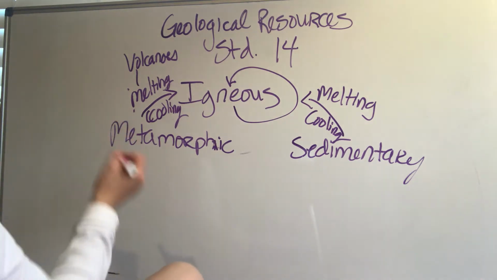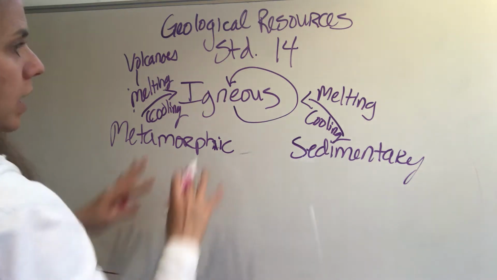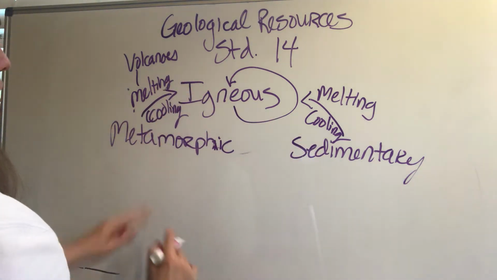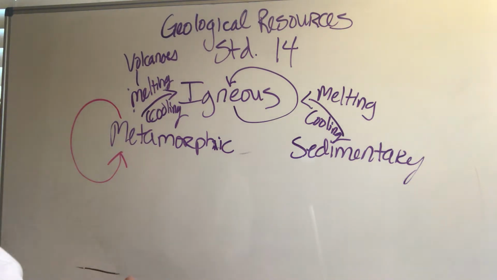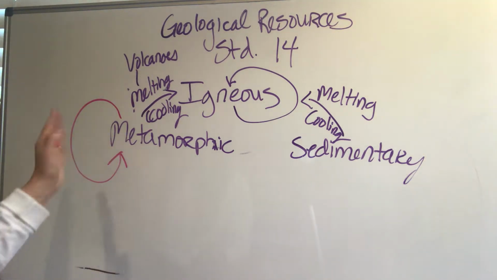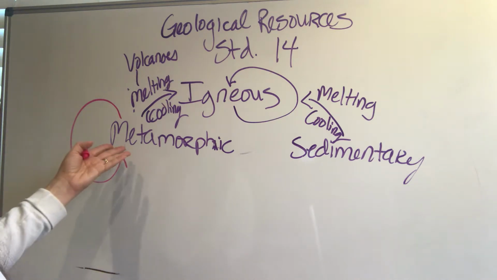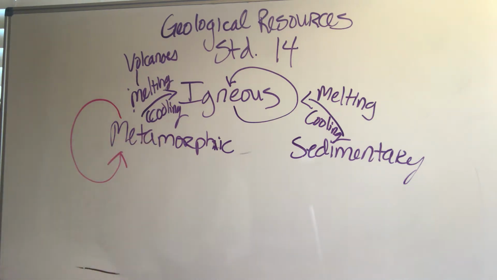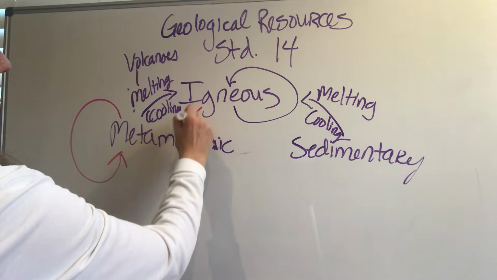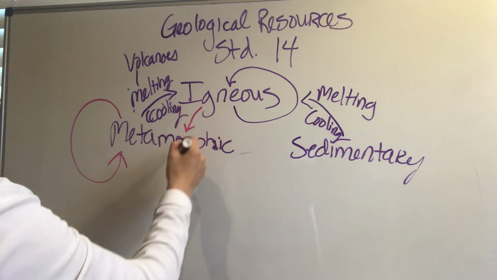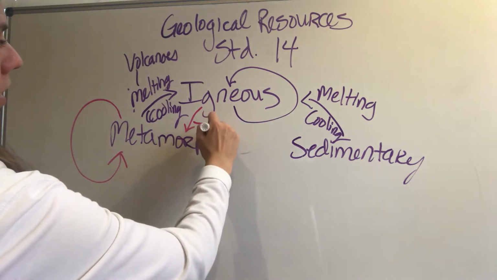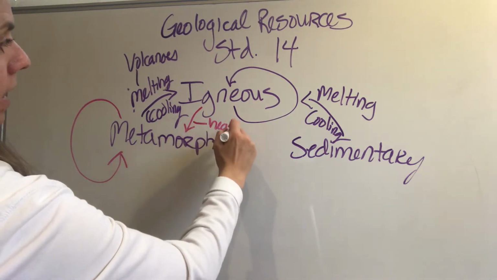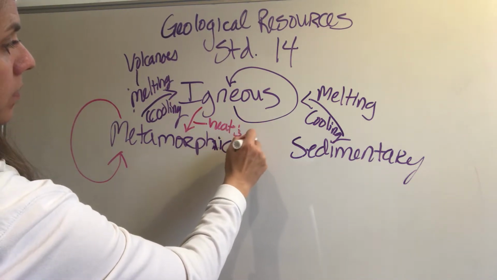Let's pick a different process for metamorphic rock. So any of these other things can become metamorphic rock. Again, a metamorphic rock can go through its own cycle and become a metamorphic rock again. It'll change and be different, but it'll still be categorized as a metamorphic rock. So igneous rocks can become metamorphic rocks too. And the process to become a metamorphic rock is heat and pressure.